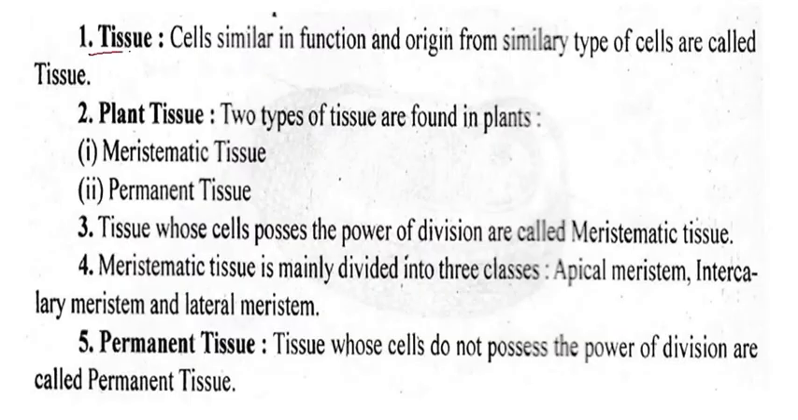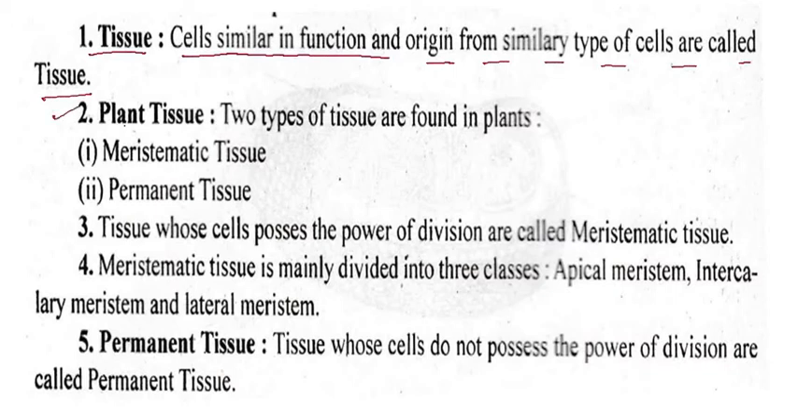Let us start what will be in your chapter. So first of all, tissue. Cells similar in function and origin, from similar type of cells, are called tissue. First, tissue, the definition is given here: cells similar in function and origin from similar type of cells are called tissue.